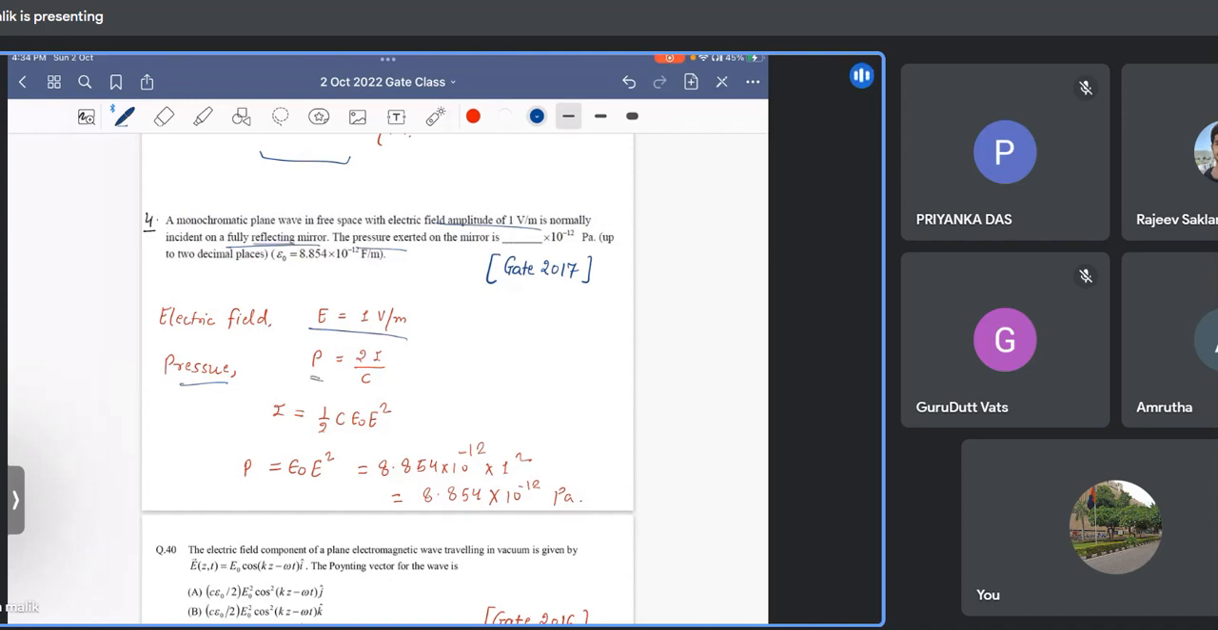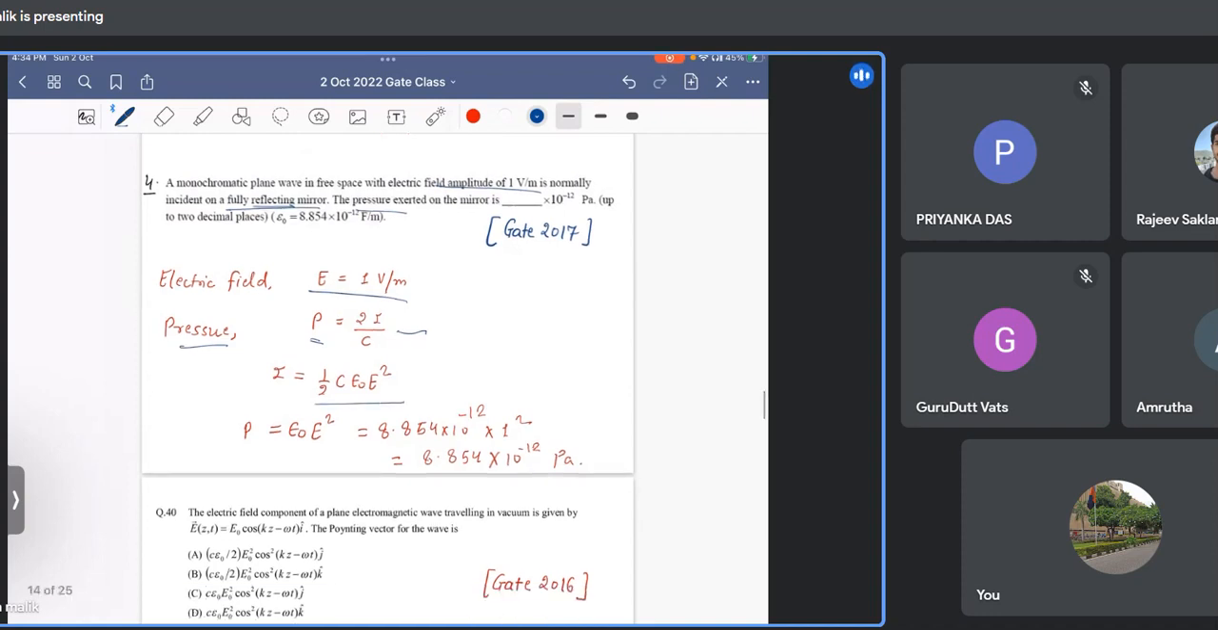So for the fully reflecting case, pressure is given by 2I by C. I is given by 1 by 2 C epsilon naught E square. So pressure can be calculated as epsilon naught E square, since the 2 and C will cancel out. So this is the value for the pressure, and since 10 raised to power minus 12 is already given, 8.854 is the answer for this question.